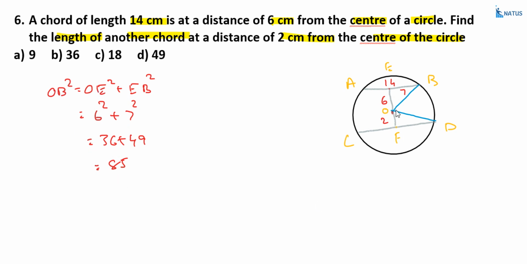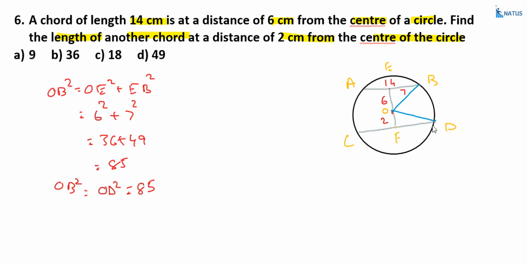Now, come to this part. OD square is equal to OB square or not? All of us know that OB square is equal to OD square. Why? Because these two are radius and radius are equal. Right? Next, what is OB square? That is equal to 85, and OD square is also equal to 85.